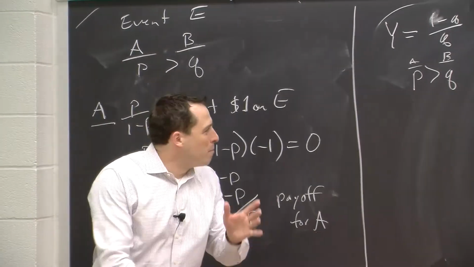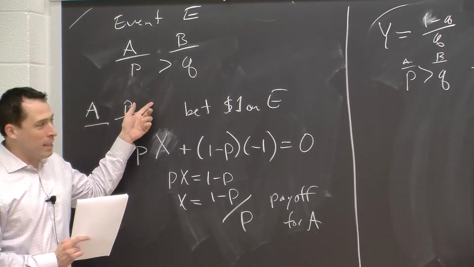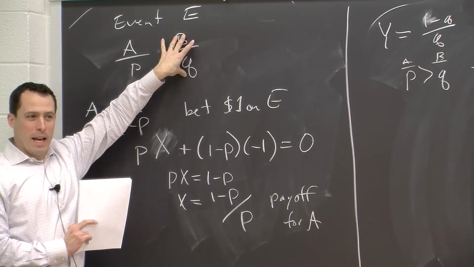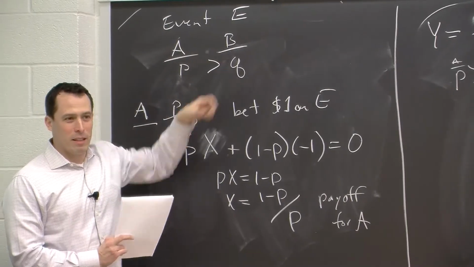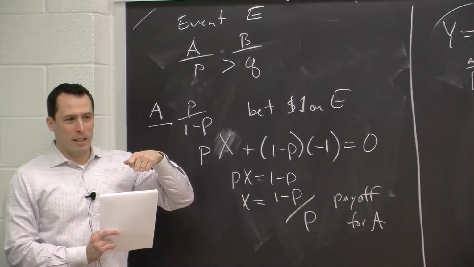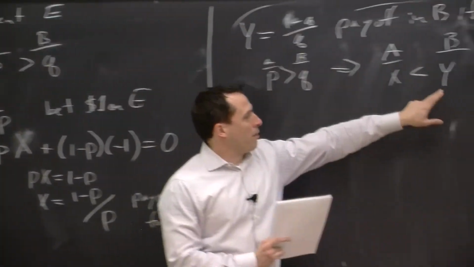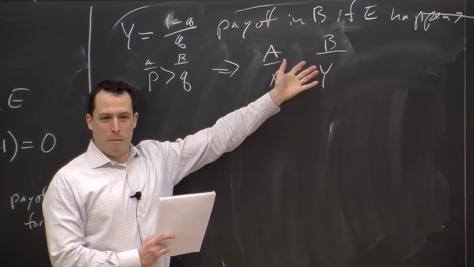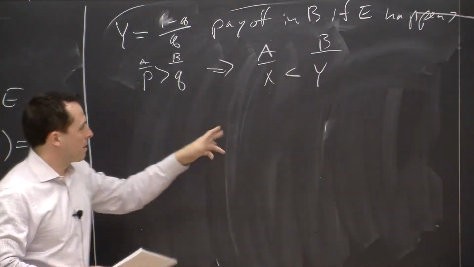Right. Well, there's something you can do that's even better, which is that I can bet that E will happen in the market that pays more for E. So I bet E will happen in market B, and I bet not E will happen in market A. If not E happens, I pay $1, they pay me $1. If E happens, I get Y from B, and I owe X to A. So I make money because Y is bigger than X. If I take the opposite sides of the bets, I make money.